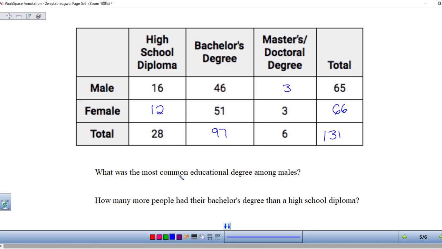What was the most common educational degree among males? High school diploma has 16, bachelor's degree has 46, and master's or doctoral has 3. So 46 has the most, and that is a bachelor's degree.